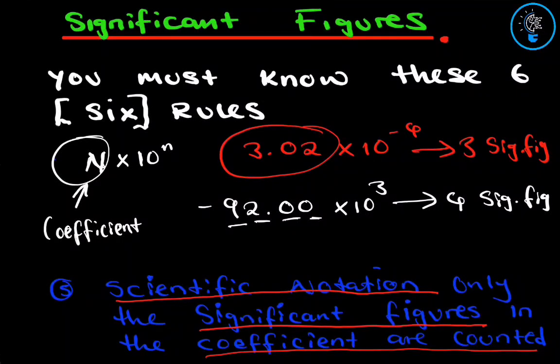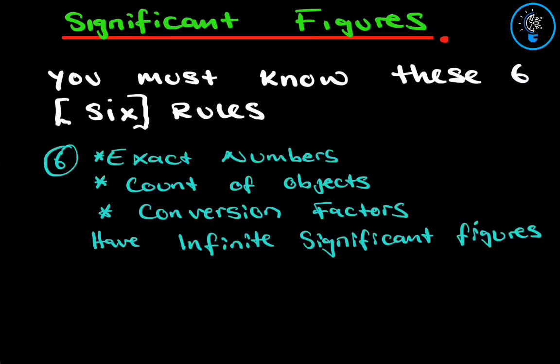Okay, guys, that's it for this rule. Let's jump to our last rule, which is rule number 6. Please pay close attention on rule number 6 because it's a little bit hard to understand. Rule number 6 states exact numbers, count of objects, conventional factors. These ones have infinity significant figures. In other words, an unlimited number of significant figures.